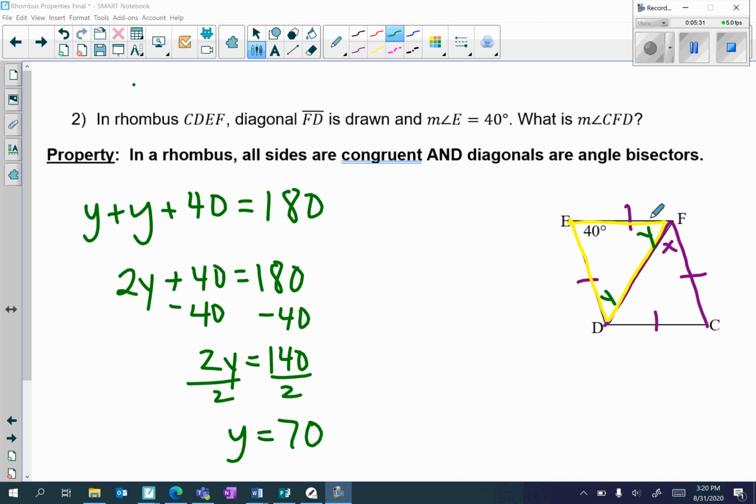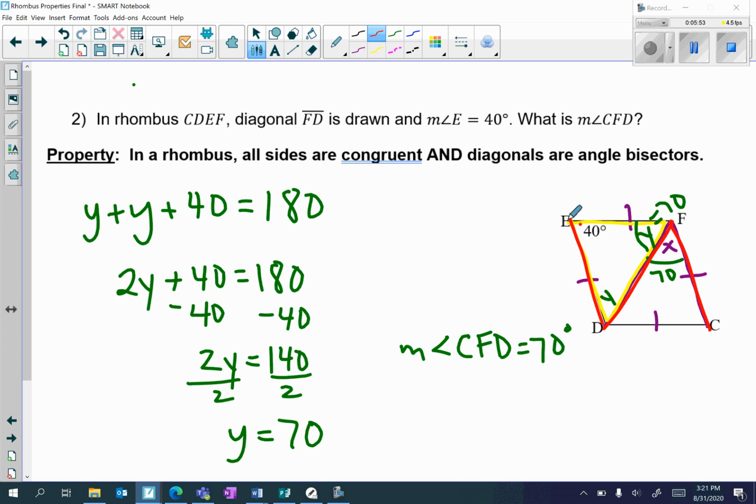I'm going to label y as 70. Now remember, diagonals are angle bisectors, so if this is 70, this also has to be 70 degrees. So the measure of angle CFD is 70 degrees. Another reason why I know this is I have two parallel lines, and this can act as my transversal, so I technically have a Z here. So if this is 70, this also has to be 70. Those are alternate interior angles.